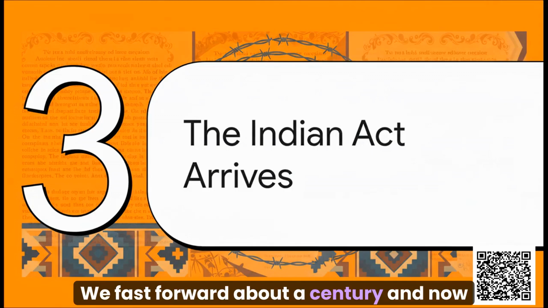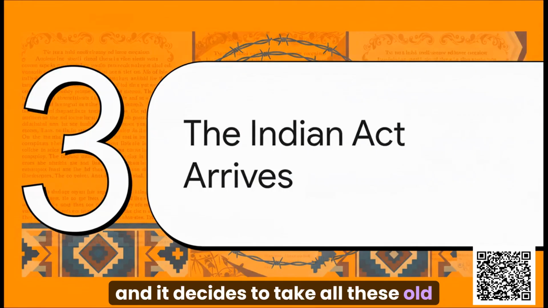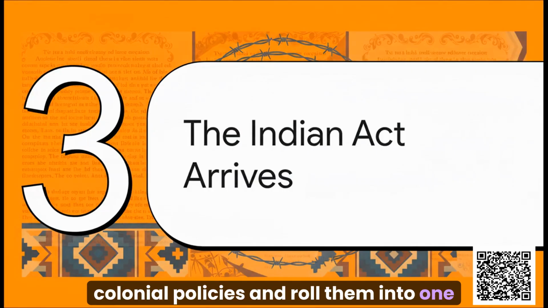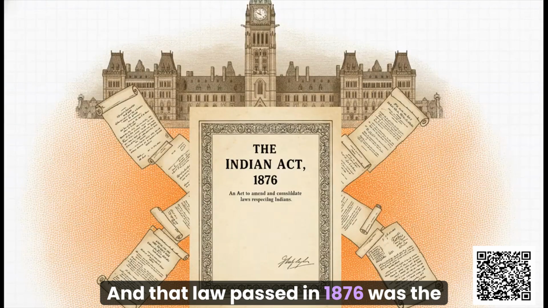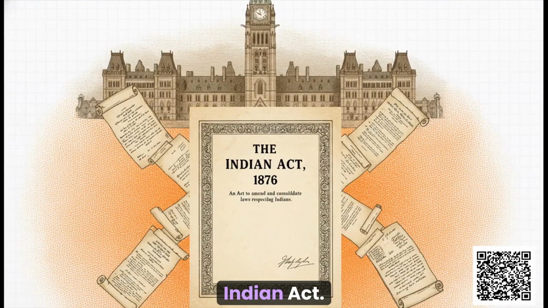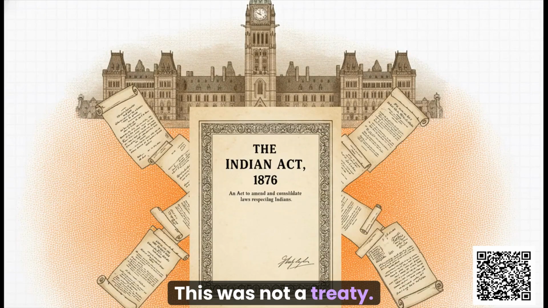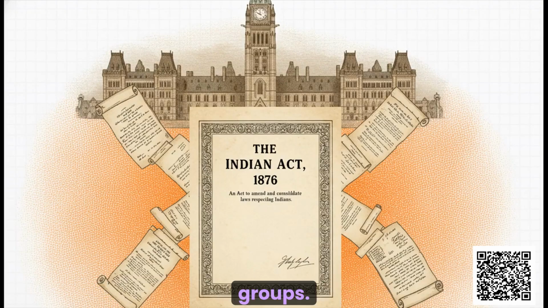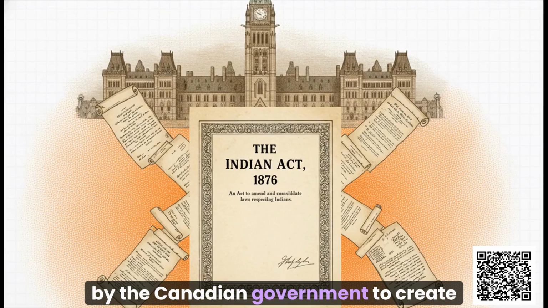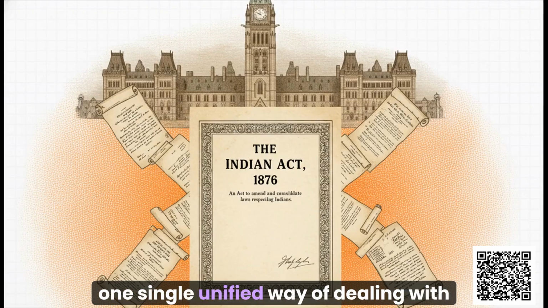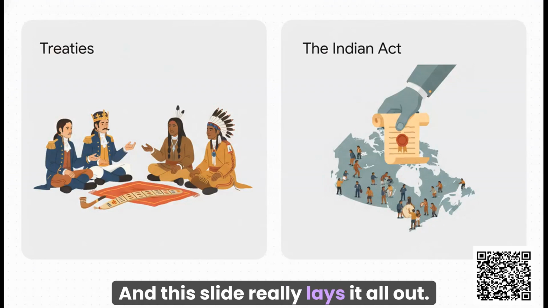All right, so that proclamation really sets the stage for the next major development. We fast forward about a century, and now we've got a new country called Canada, and it decides to take all these old colonial policies and roll them into one single powerful law. And that law, passed in 1876, was the Indian Act. Now, it's so important to understand this. This was not a treaty. It wasn't an agreement between two groups. It was a law, plain and simple, imposed by the Canadian government to create one single, unified way of dealing with First Nations people.